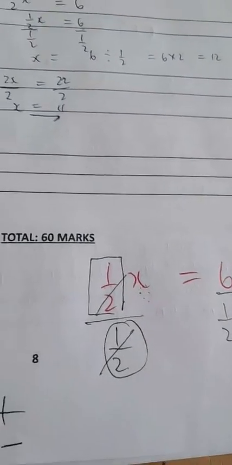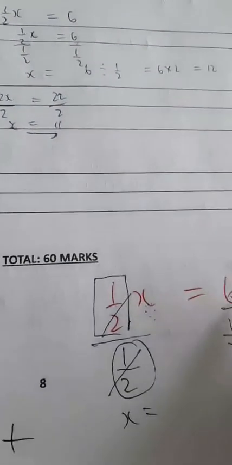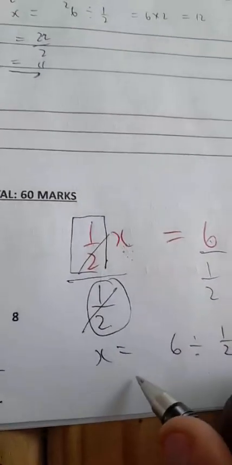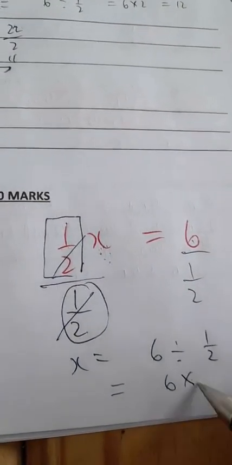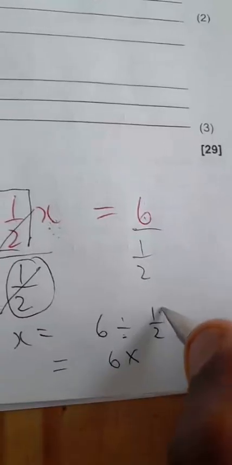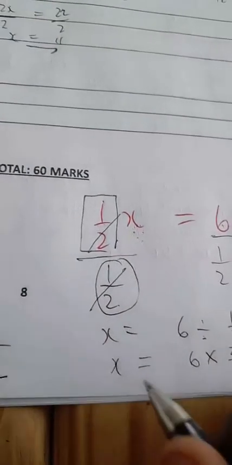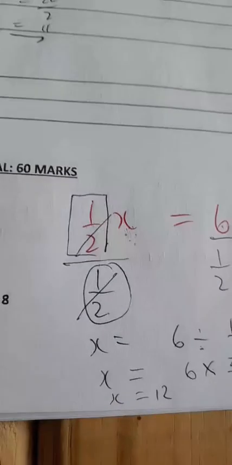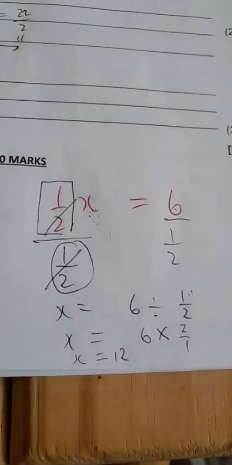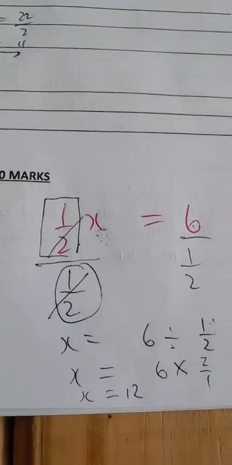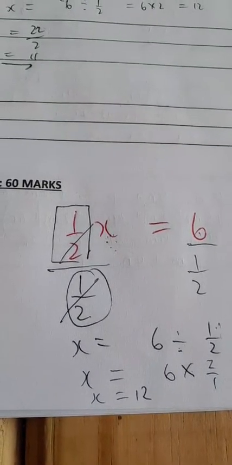Does that make sense? But remember, x divided by half is the same thing as writing it like this. X divided by half. But remember, with divide, you can change divide to multiply. And what happens to the second fraction? It becomes 2 over 1. So it's the same thing as 6 times 2. So x is equal to 12. I don't know if that makes sense, a bit more sense to those who did not understand in the beginning.